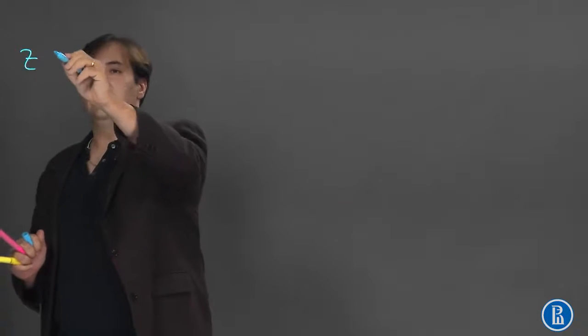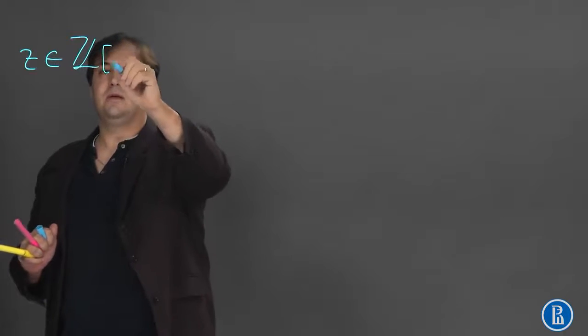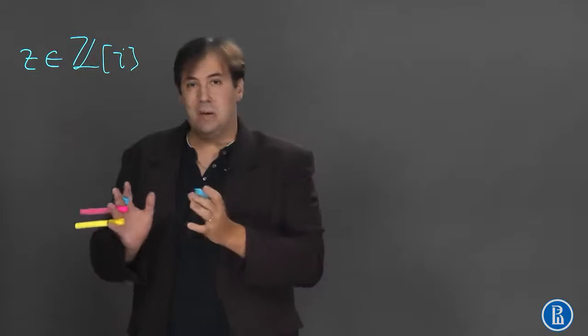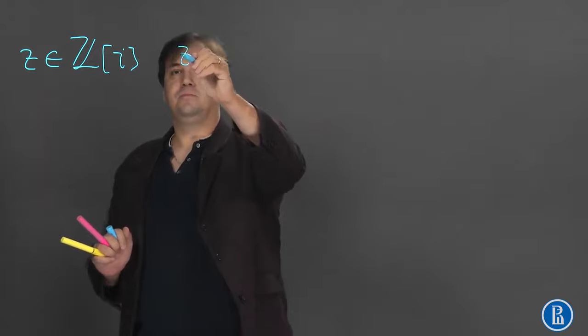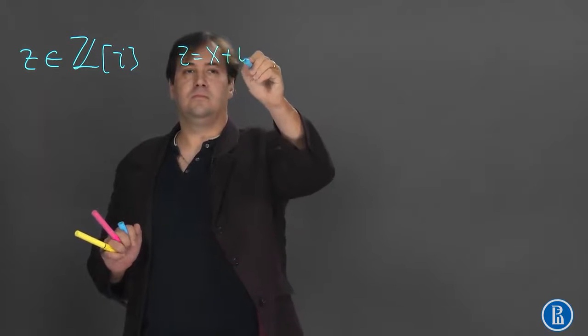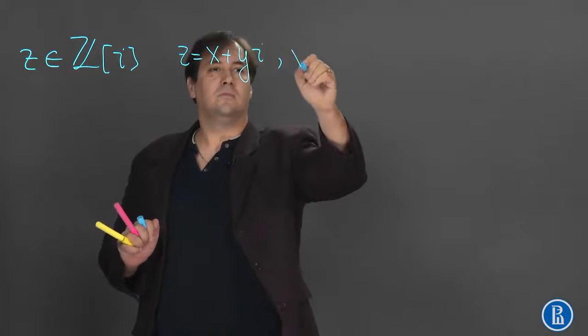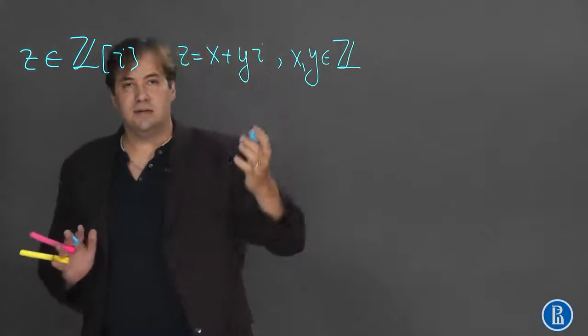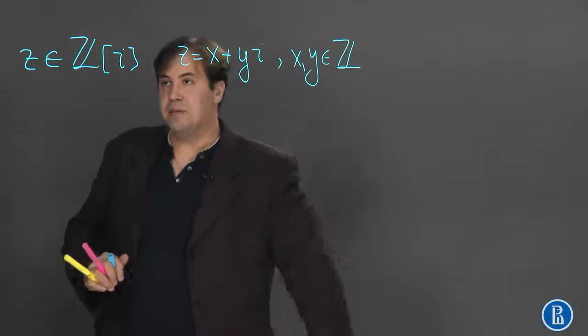Now we will discuss decomposition into prime factors in the ring of complex integers. First, let me remind you of what this ring is. We say that z is a complex integer if it's just a complex number with integer real and imaginary part. Here i is, of course, the imaginary unit.